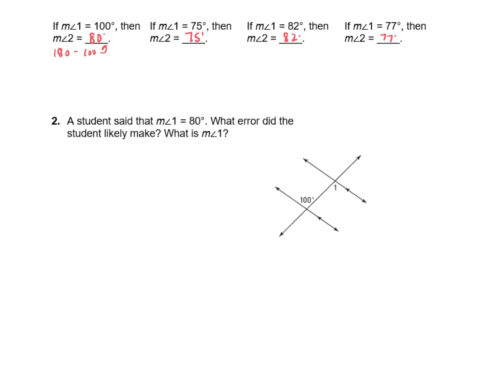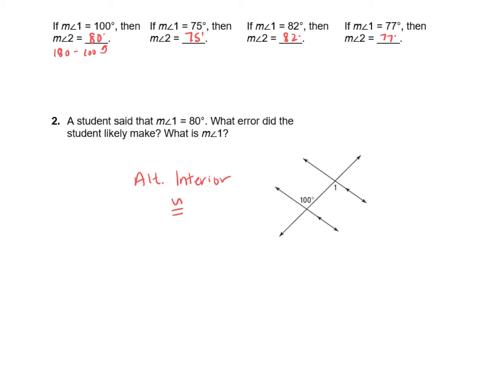Okay, a student said that the measure of angle 1 equals 80 degrees. What error did the student likely make? What is the measure of angle 1? So we've got parallel lines cut by a transversal. We have this angle and this angle. So what angle pair is that? They're on the interior of your parallel lines, and they are on the alternate sides of the transversal. So those are alternate interior angles. And what we just talked about up above, the alternate interior angles are congruent.